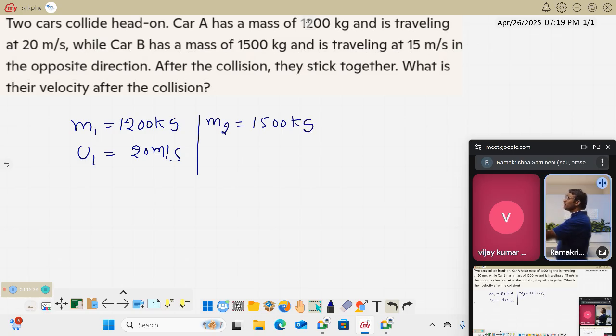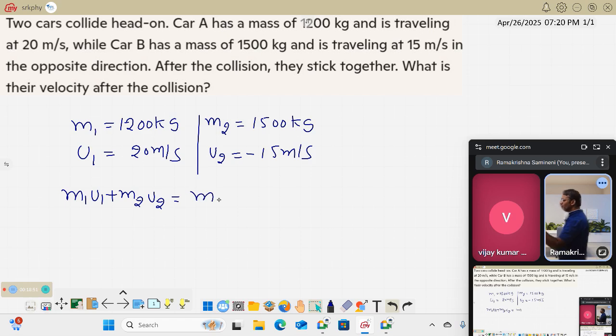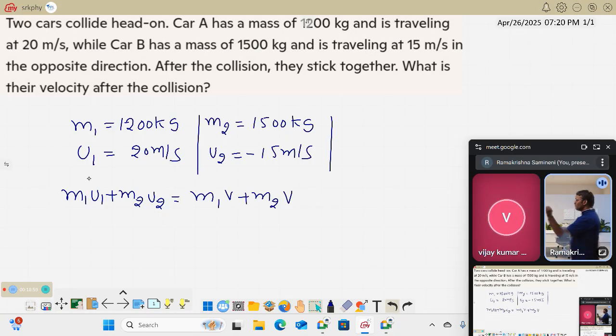What is the speed of that one? It is traveling at a speed of 15 meter per second, u2 is minus 15 meters per second, in the opposite direction. Opposite means minus. After collision, they stick together. Stick together means both are combined. So the formula is m1 u1 plus m2 u2 is equal to m1 into v plus m2 into v. Both are moving together with the same final velocity v.